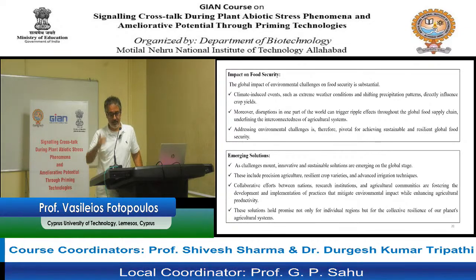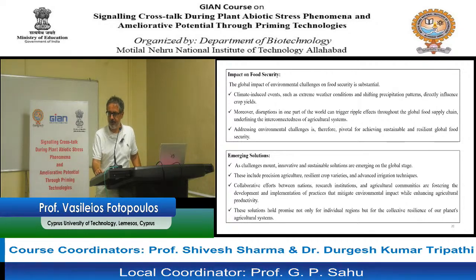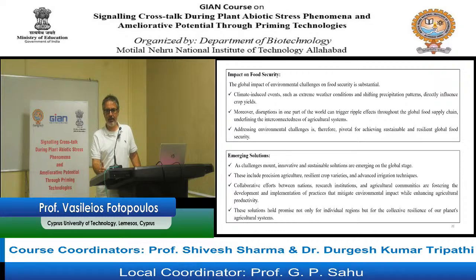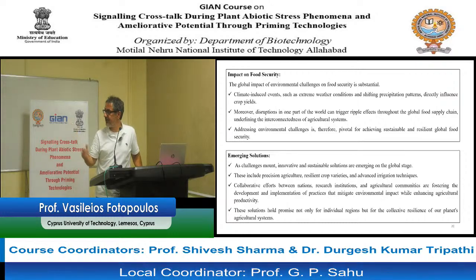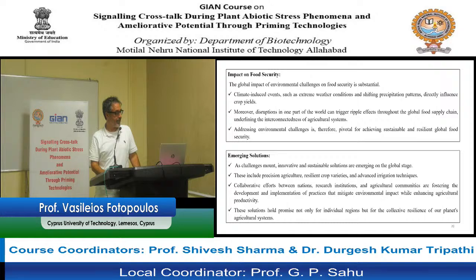So of course at the global scale, all of these environmental challenges are always translated into risks to food security. It is all about food security. With the increasing population and the drop in cultivated land, this is becoming more and more of a threat. All of these events directly influence crop yields globally, and disruptions in one part of the world can trigger so-called ripple effects throughout the global food supply chain. This shows how sensitive and fragile our agricultural systems are. So this is why we need to act fast.